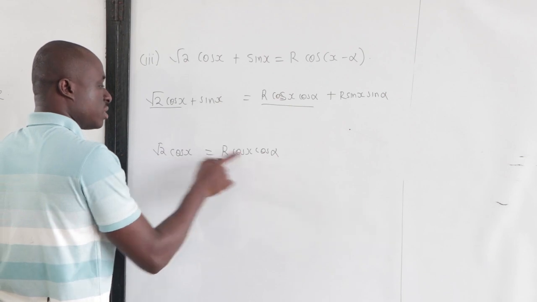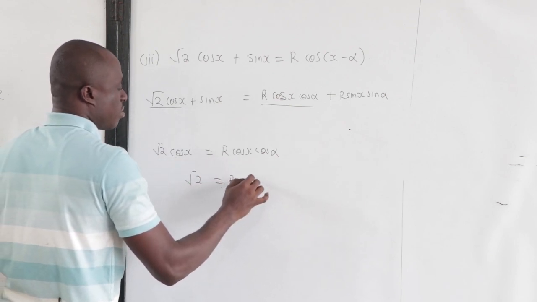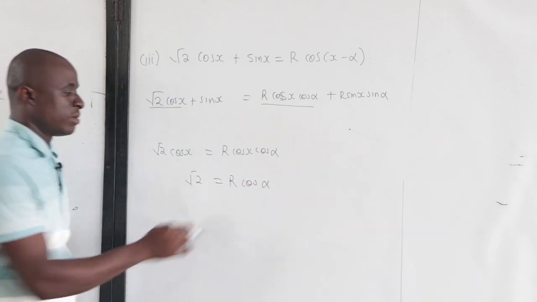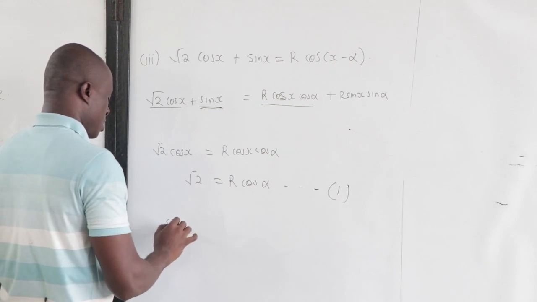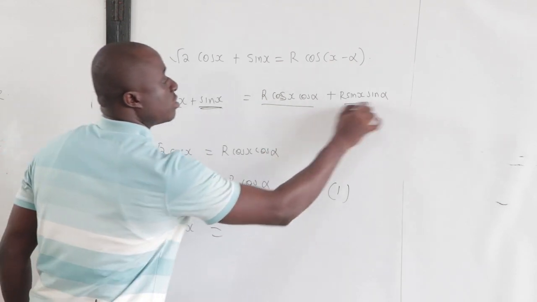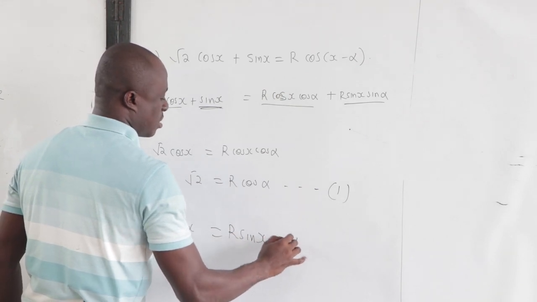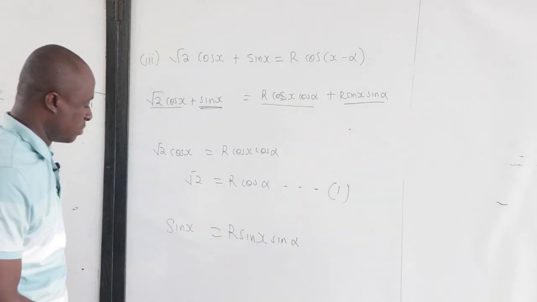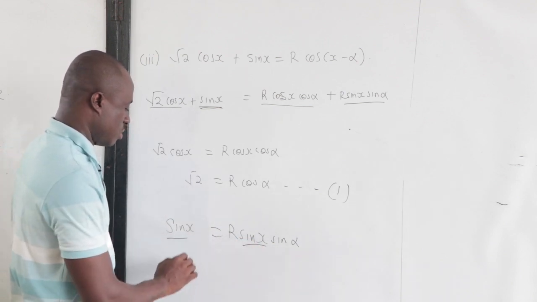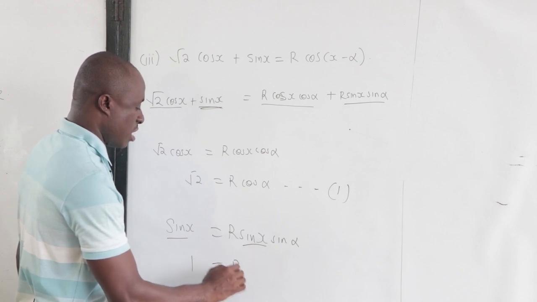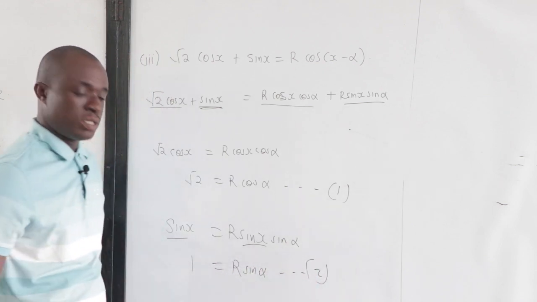Now dividing by cos x, we have root 2 equal to r cos alpha. Let's call this equation 1. And now the second one, sin x equal to r sin x sin alpha. Now over here, what can we see? Sin x is cancelling out sin x. So what do you have? 1 equal to r sin alpha. Now this one is equation 2.